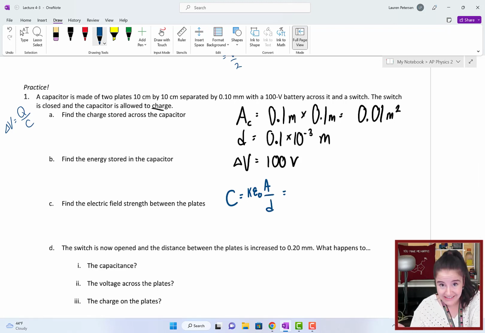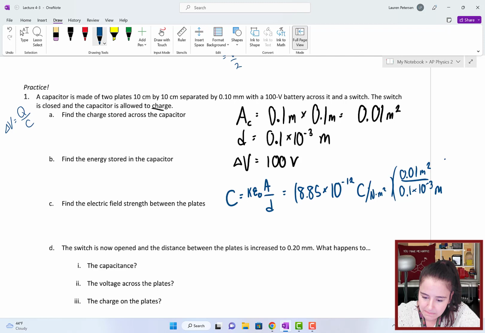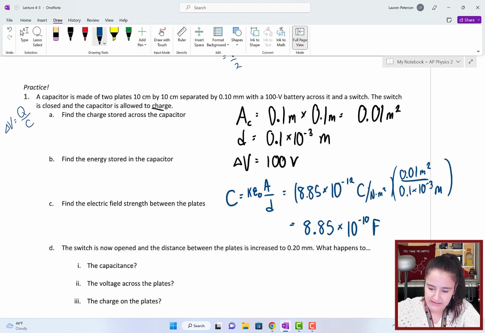Again, kappa, unless they say otherwise, just assume that it's air as your dielectric, which has a K of 1. So then we have epsilon naught, which is 8.85 times 10 to the negative 12 coulomb per Newton meter squared. Okay, and then the area of the capacitor, 0.01 meter squared, divided by that distance, 0.1 times 10 to the negative 3 meters. Okay, close that off, and we get a capacitance of 8.85 times 10 to the negative 10 farads.